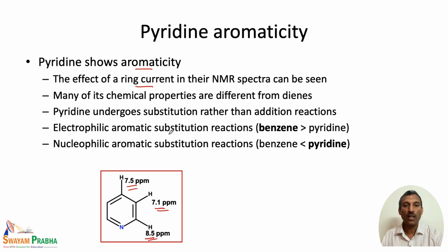pyridine ring. And as we know, the reactivity of pyridine is quite different from dienes, because these double bonds are not isolated double bonds, but the resonance involved double bonds. So, that is the reason they behave very similar to benzene system. So, pyridine undergoes substitution reactions rather than addition reactions. And when we talk about electrophilic aromatic substitution, benzene reacts faster than pyridine.